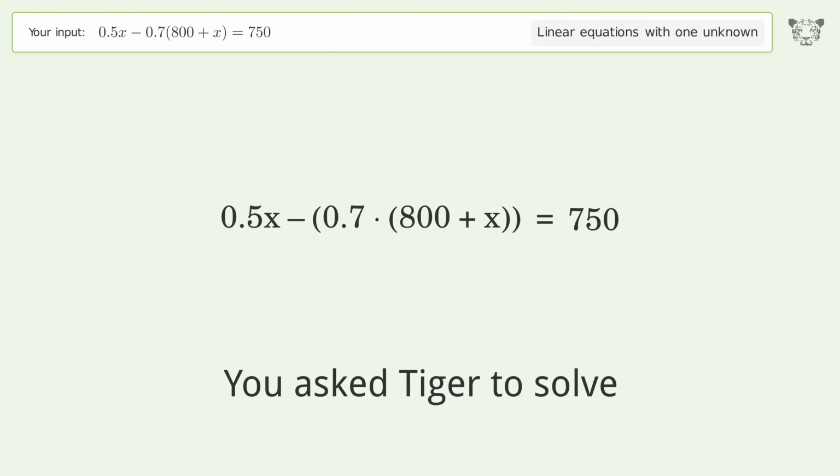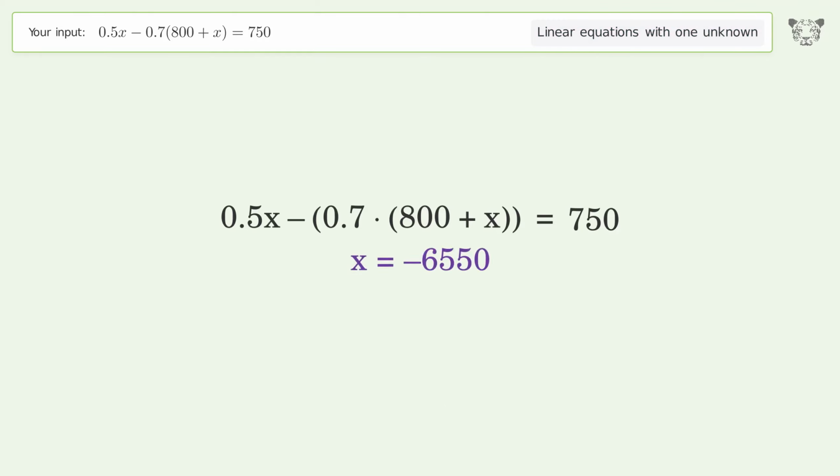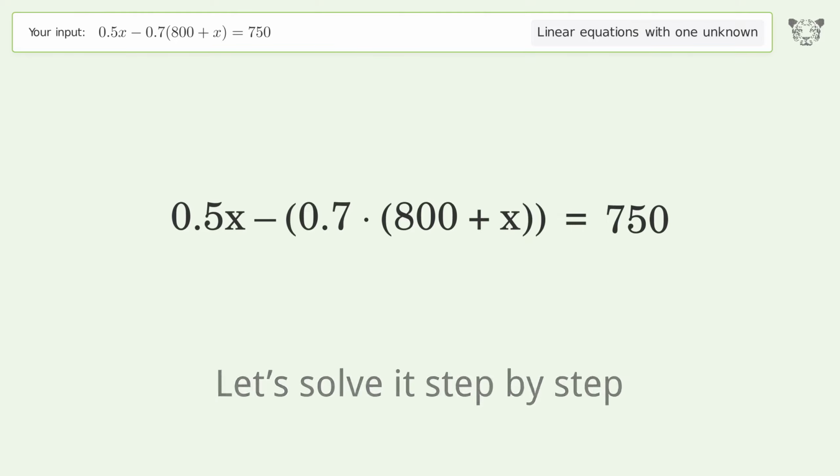You ask Tiger to solve. This deals with linear equations with one unknown. The final result is x equals negative 6,550. Let's solve it step by step.